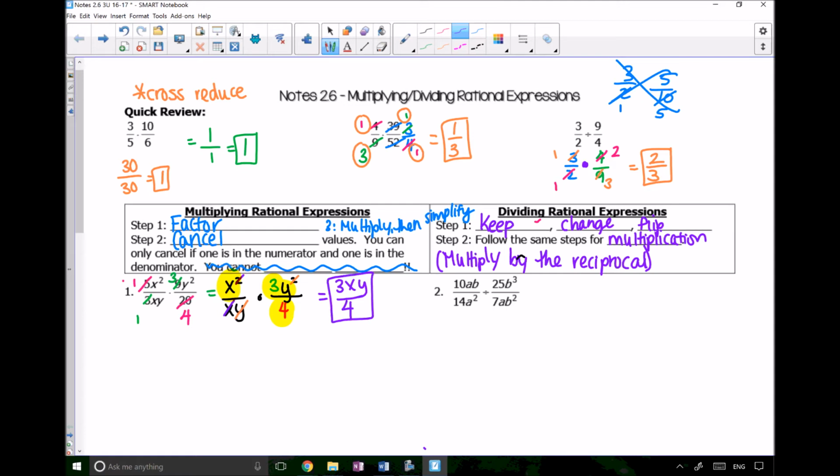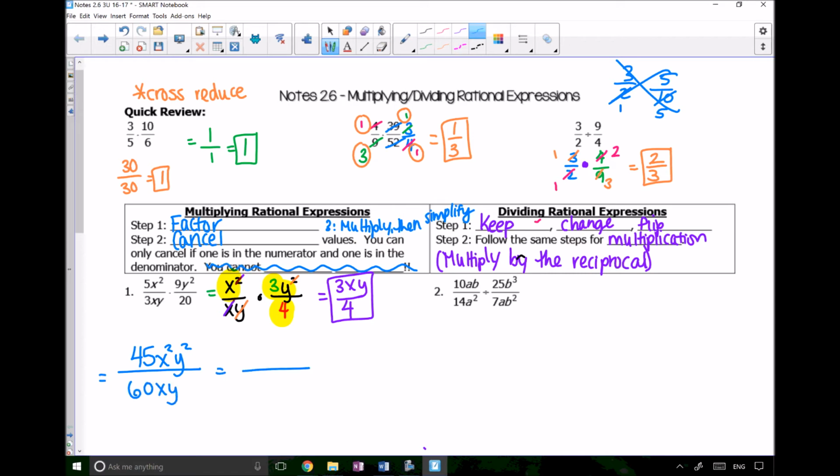Now you may not like that because it just kind of gets confusing with all of this canceling out. So instead what we could do is we could just multiply across and then simplify afterwards. So if I've got 5x squared times 9y squared, 5 times 9 is 45, and then x squared times y squared is x squared y squared. Okay, and then in the denominator I've got 3 times 20, so I get 60xy.